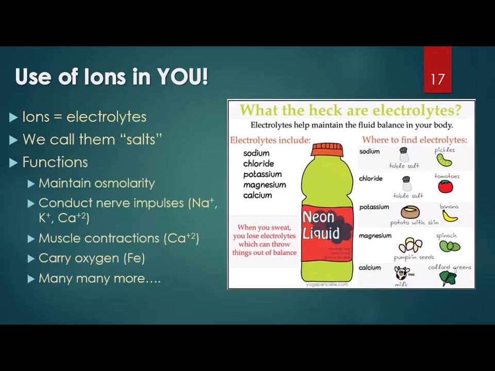So besides conducting nerve impulses and muscle contraction, we need the ion iron to carry oxygen. We need all of them together to help maintain osmolarity, which we're going to talk about in goal 3. Okay, and a whole bunch of other things in the human body require these electrolytes. You can take them as supplements as well, but most of us, if you're eating a normal, healthy diet, should have no trouble getting these. We will talk further about electrolytes in lab.